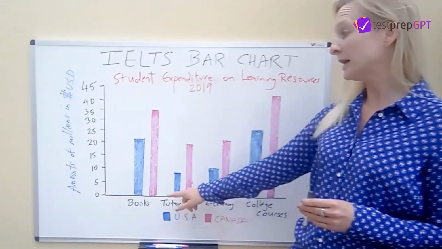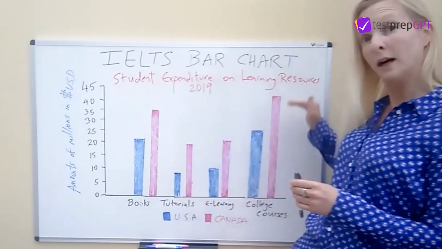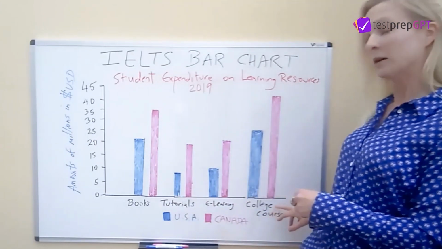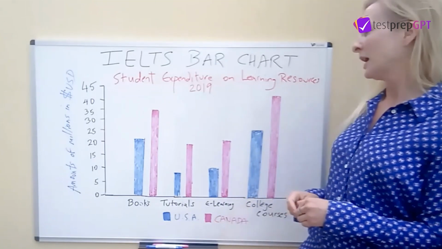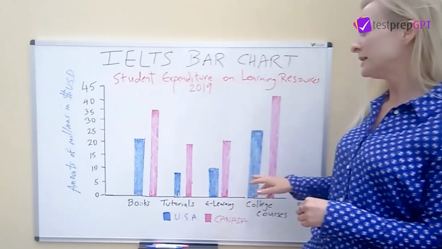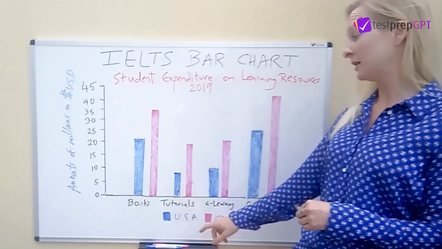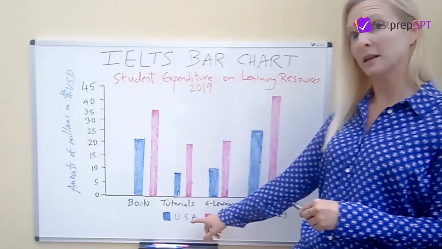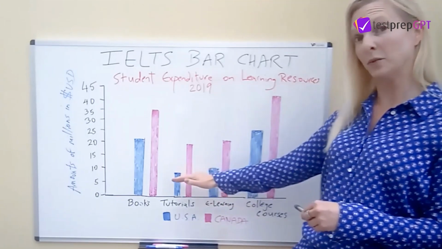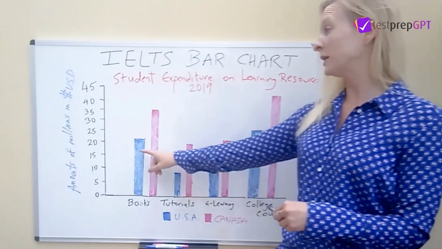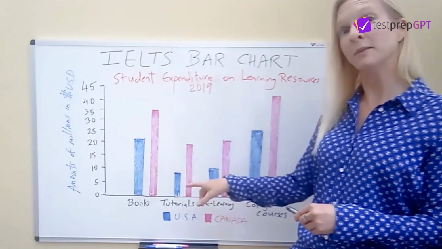If we take a look at the pink colors, we can see that the highest amount of money was spent on college courses by pink, that's by Canada, and we see that the least amount of money was spent by blue, the United States. So we know now what the most was, and we know now what the least was. And if we look at what is equal, e-learning and books, these amounts were equal.